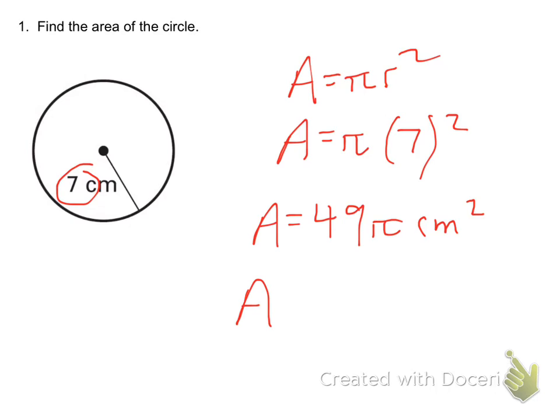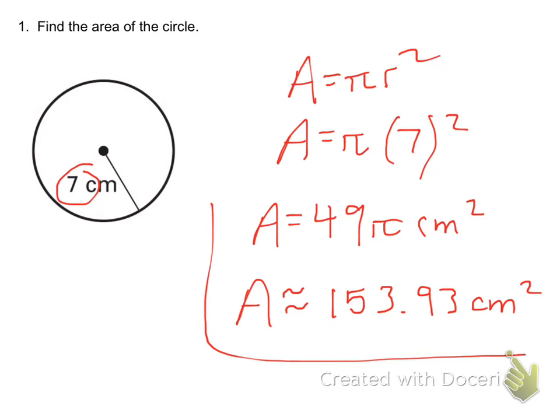Now, if I want to get my decimal answer, I just take 49 pi and put that into a calculator, which I have over here next to me. You can't see it on the screen. And 49 times pi is 153.93 centimeters squared. Notice that I'm back to centimeters squared because this is area, that we're in the second dimension. It's 2D space now, different than when we were doing circumference, which was just measuring a distance.